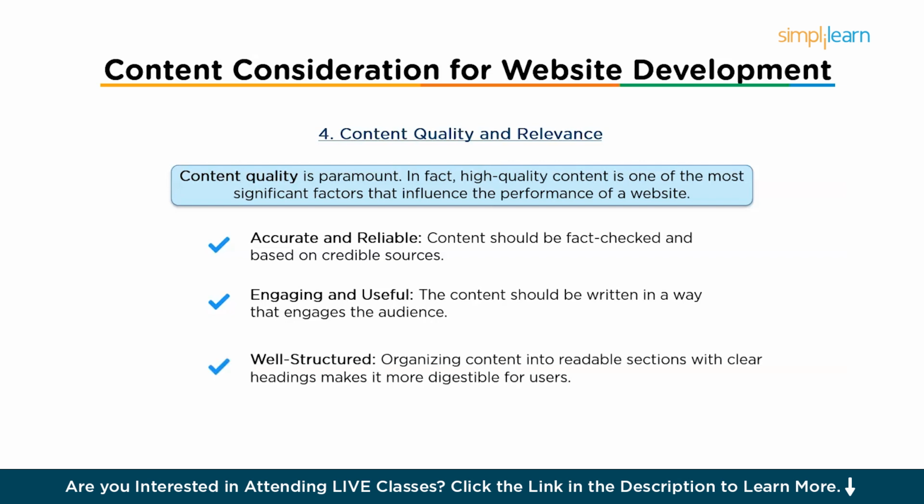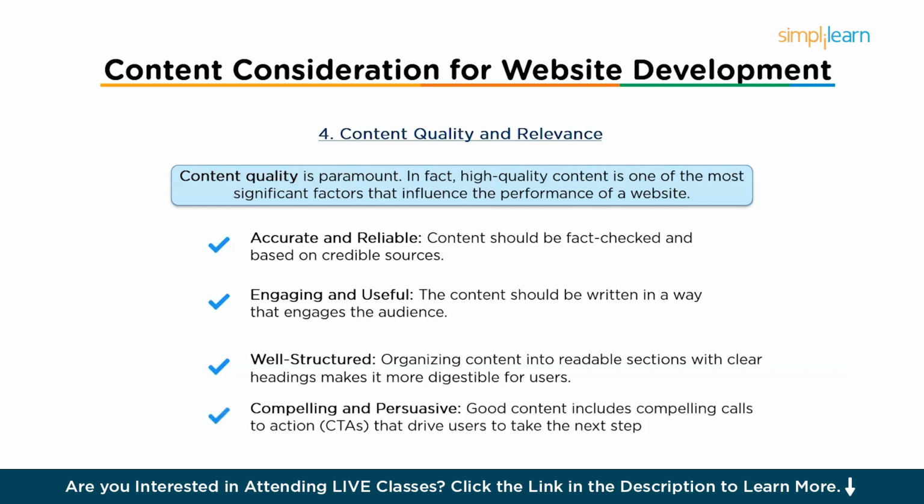The third one is well structured. Organizing content into readable sections with clear headings and bullet points makes it more digestible for users. This also helps with SEO. The fourth one is compelling and persuasive. Good content often includes compelling calls to action, CTAs, that drive users to take the next step, whether it's making a purchase, subscribing to a newsletter, or sharing content.